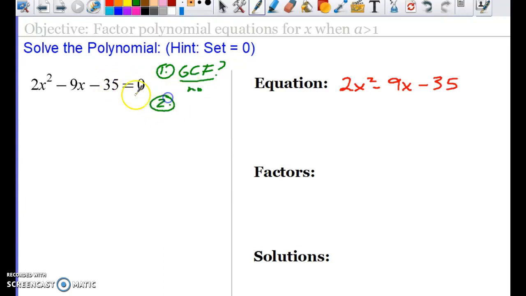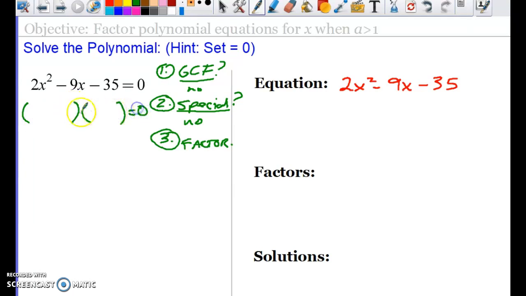I check for special cases in the first term and the last term, so that's not a special case. We're going to move on and just try the guess and check method of factoring. If you use factoring by grouping, you can use that method also, or you can use the AC method that I started to teach you. But I think guessing and checking is mostly what people will do, so I'm going to guess and check. What's nice about this expression is that the first term, 2x squared, is prime. That means there's only one possibility to multiply to get 2x squared, and that's 2x times x. So those two have to stay there.